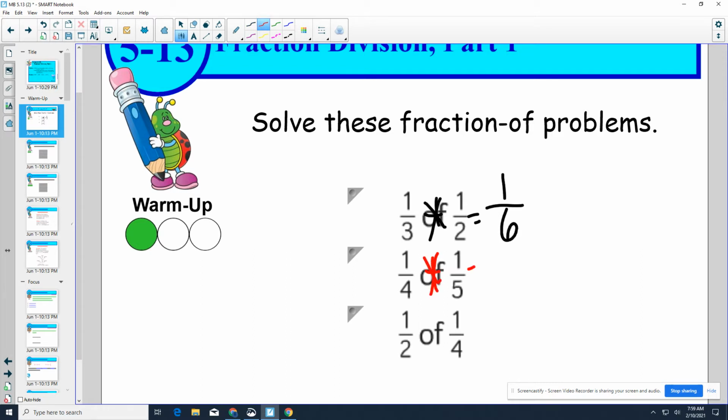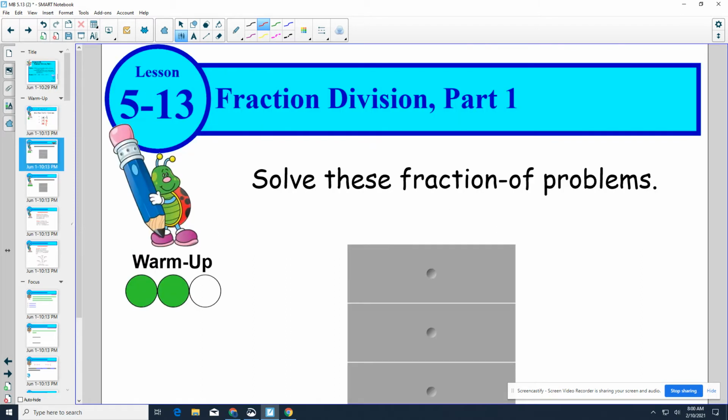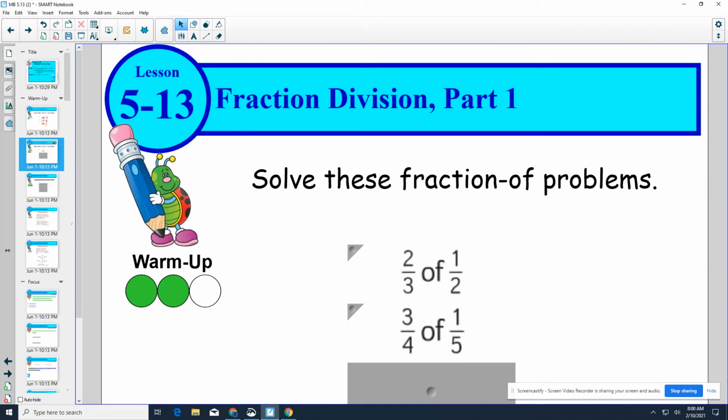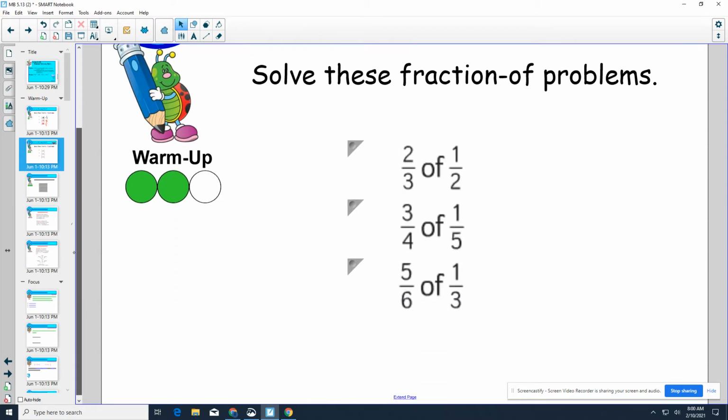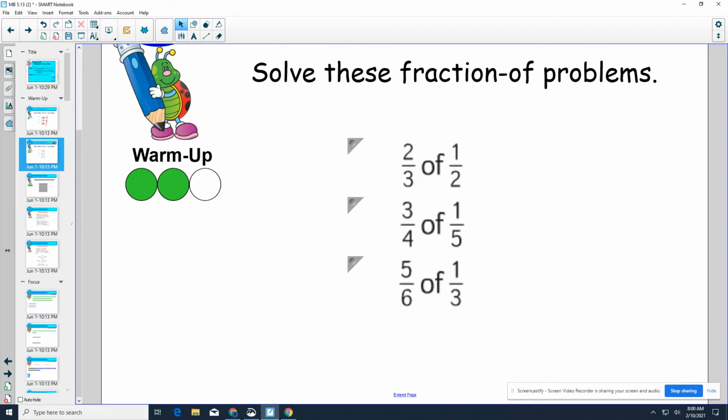So the next one here, 1 times 1 is 1, 4 times 5 is 20. Next one, half of 1/4. You could do the pictures as well, as we've done with the area models, but the algorithm of just multiplying straight across with the numerator and denominator is probably the quickest, most efficient way. But if you need that visually, you can do that as well. So here are some more problems that you can try on your own, so you could pause and answer those now.